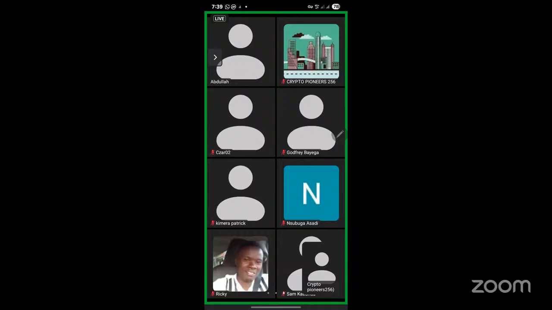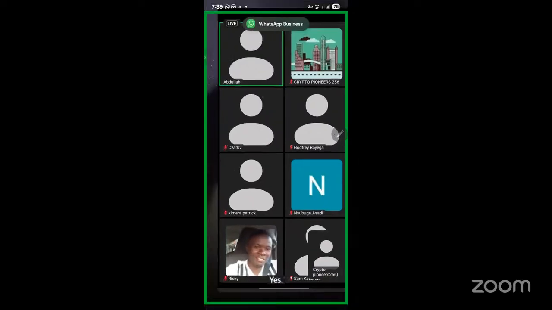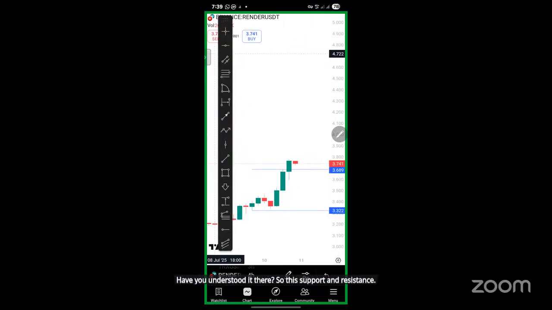Have you understood there? Yes. So this is support and resistance. The other here, support and resistance on 1 day candle. Then here, support and resistance in the same time frame.